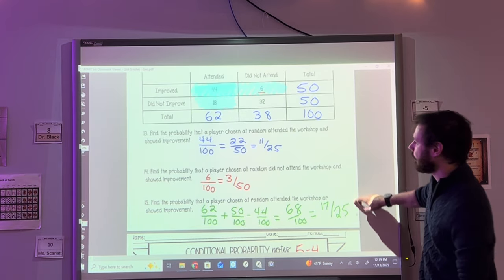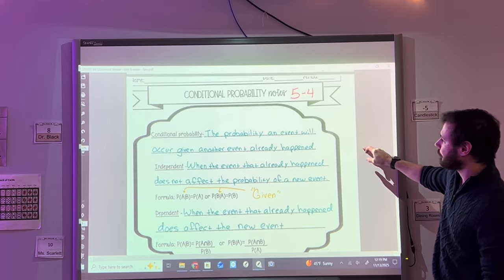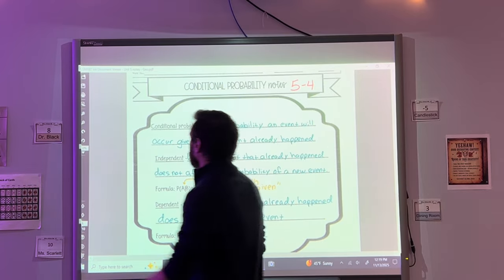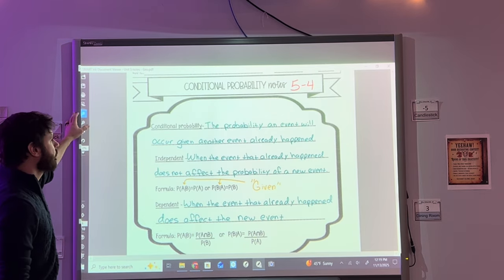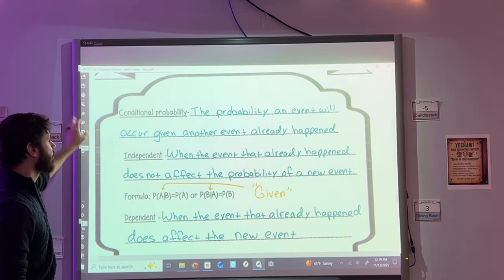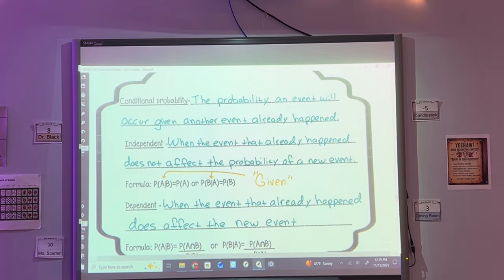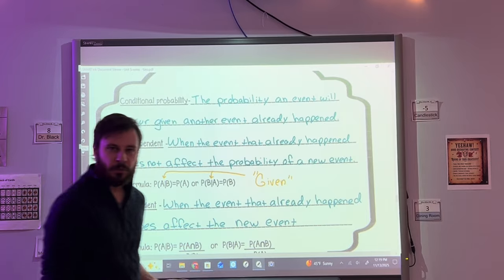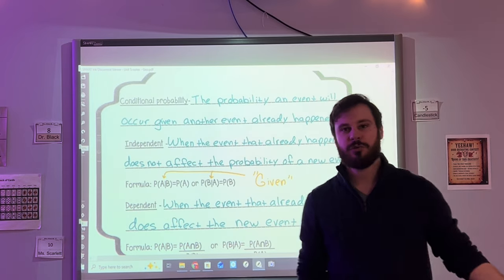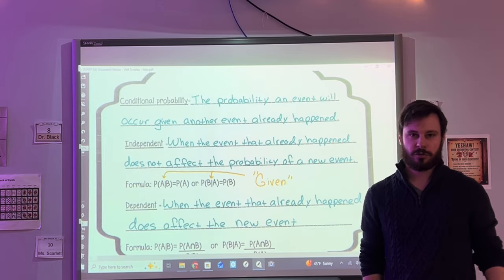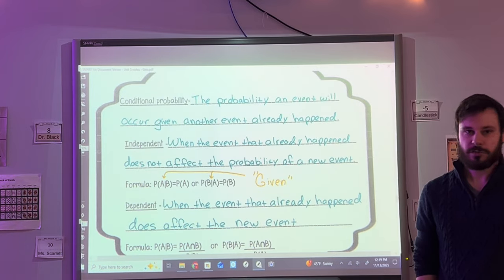All right. Lesson 4. Conditional probability. Conditional probability is the probability an event will occur given something else has already happened. So there's a condition built into this, right? Some of you might get an allowance. The allowance is dependent on if you did the thing. I will give you $10 a week if you do your chores. If you don't do your chores, I'm not going to give you $10.